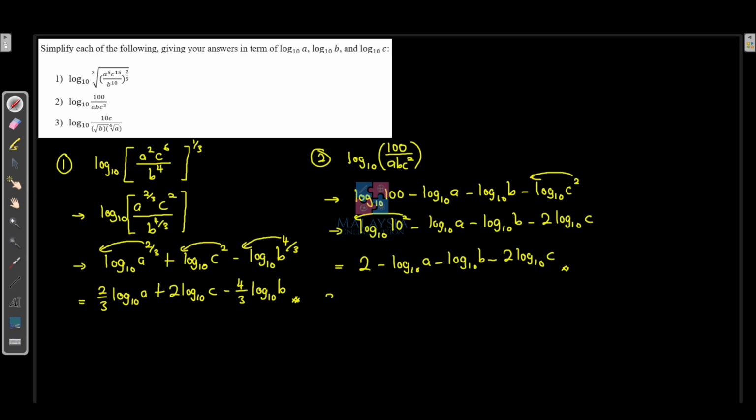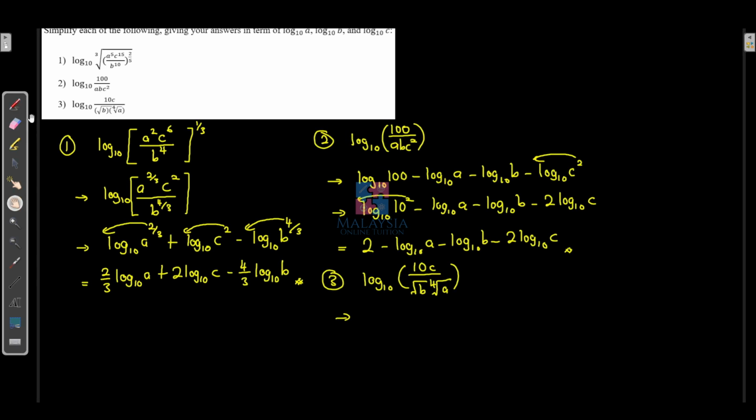And finally, for question part 3, log base 10 of 10c over square root b, and then fourth root of a. Okay, so don't worry. If you understand the concept that we have applied so far, this question is just going to be the same as any other question.